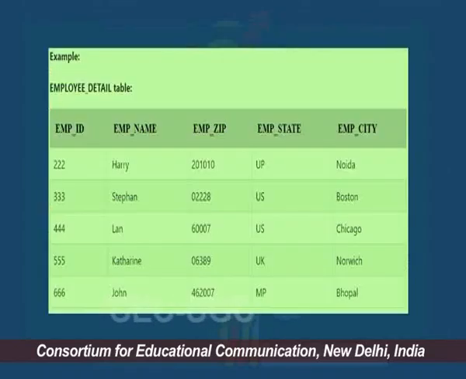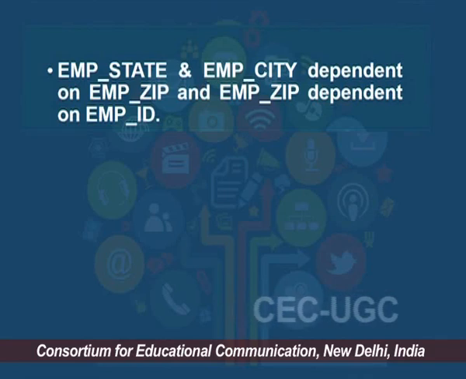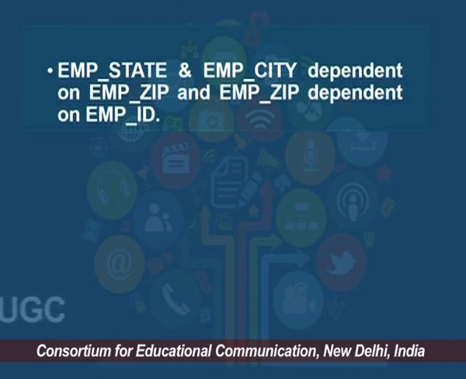So here you can see my employee ID is the candidate key. Any combination of employee ID along with other attributes will serve as a super key, because a super key is any superset of the candidate key. But if we take the candidate key alone, which is employee ID, we have employee name, employee zip, employee state and employee city, and all these are non-prime attributes. Now what do we need here? Employee state and employee city are dependent on employee zip, and employee zip is dependent on employee ID. So this is the situation in our table.